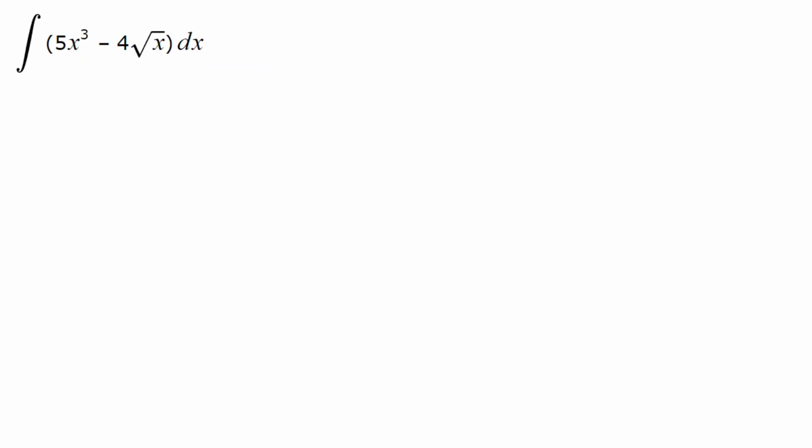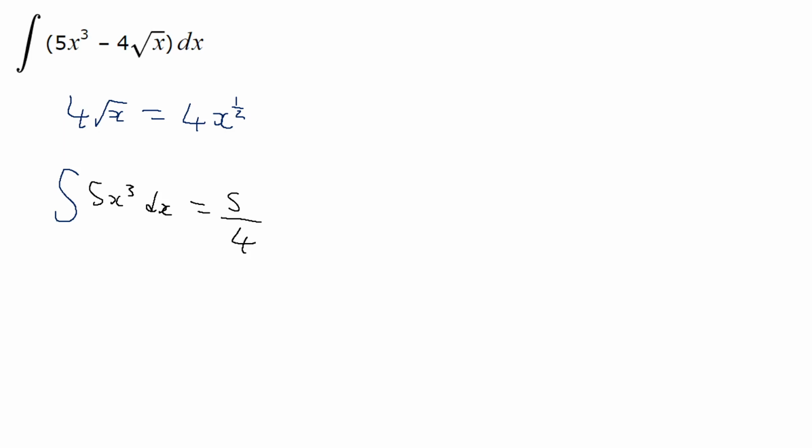Now let's look at the final example of the day. Integrate 5x cubed minus 4 root x. Well, we know that 4 root x is the same as 4 x to the half. So now let's do the integration. The integral of 5x cubed is just going to be 5 over 4 times x to the 4, because we add the 1.